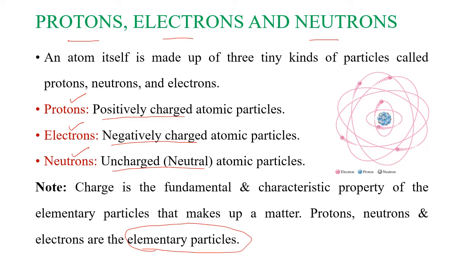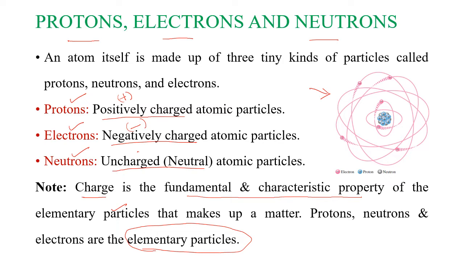So what do you mean by charge? Charge is nothing but the fundamental and characteristic property of the elementary particles. So protons have a positive property, electrons have a negative property, and neutrons have a neutral property. Okay, and now let's look into the picture.